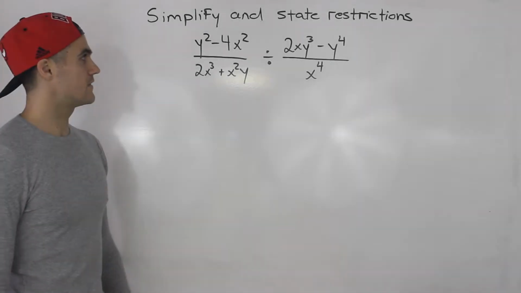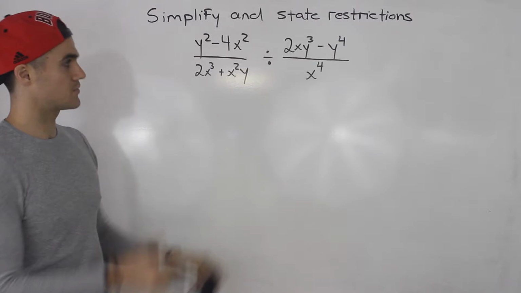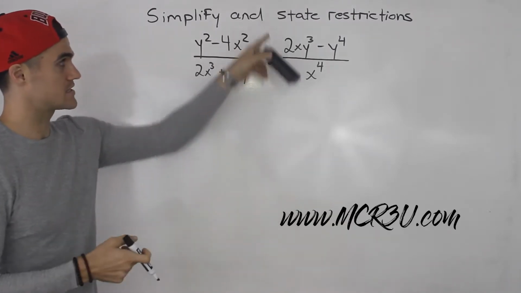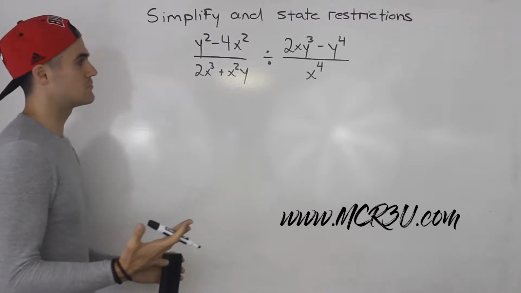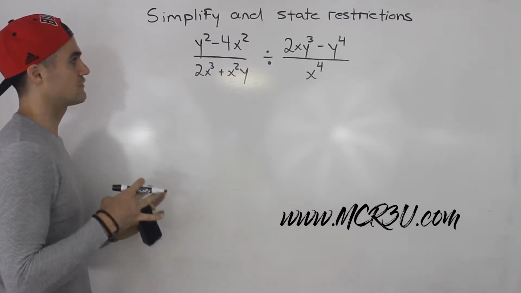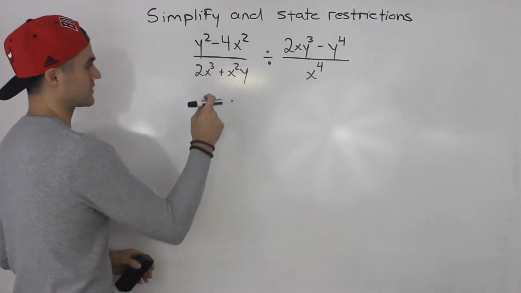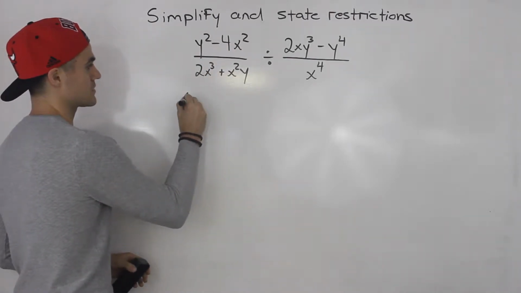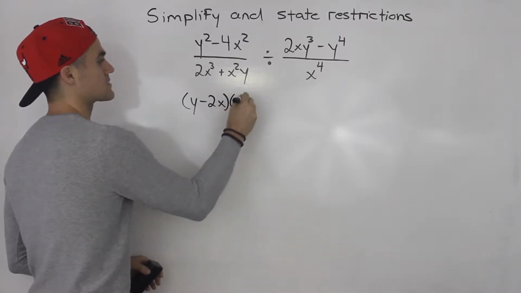Welcome back, guys. In this video, we have to take this rational expression, divide it by this one, simplify it, and state the restrictions. So, same steps as we did before. First thing you want to do is factor everything. Notice y squared minus 4x squared, that's a difference of squares. That's going to factor into y minus 2x, y plus 2x.